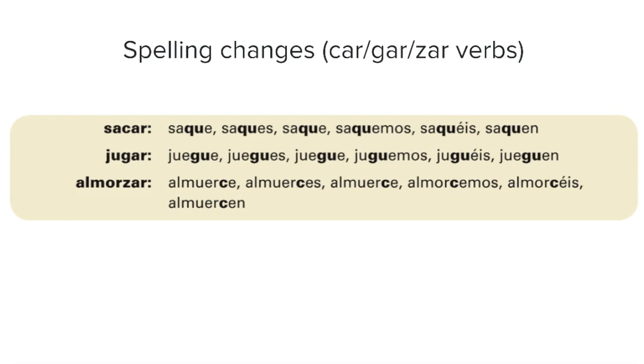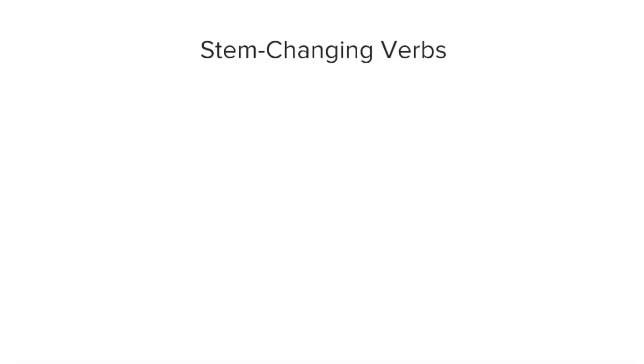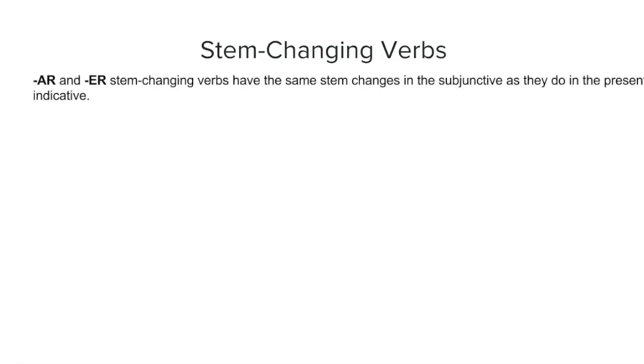If the yo form of sacar was spelled S-A-C-E, it wouldn't be pronounced sake, it would be pronounced sase. And so in order to keep the same sound that you have in the infinitive form of the verb, we make these spelling changes. The last weird thing that we had to learn about the present tense subjunctive was that stem changing verbs, of course, have their own special rule.